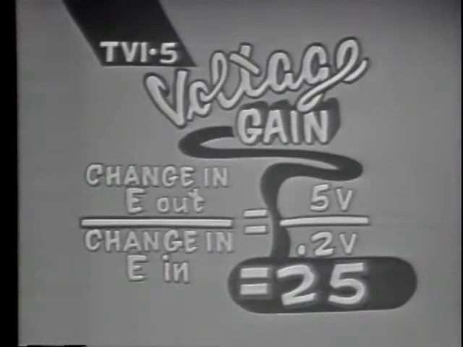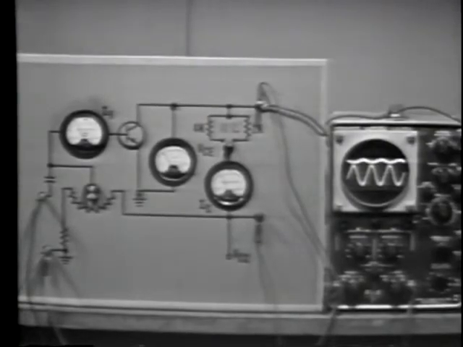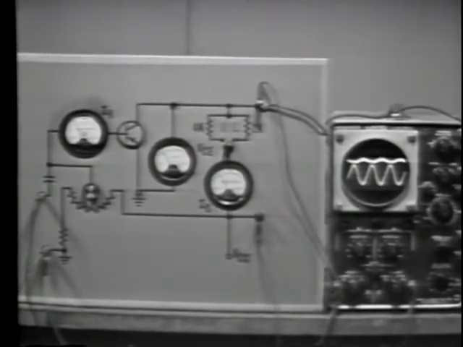What's the voltage gain? To find the voltage gain, we divide the output voltage change by the input voltage change. The voltage gain is 25. While watching the current meters, both base and collector, we can observe the current gain, but we cannot readily see the voltage gain. What we can do is apply an AC signal to the circuit and observe both the input and output signals on this oscilloscope.